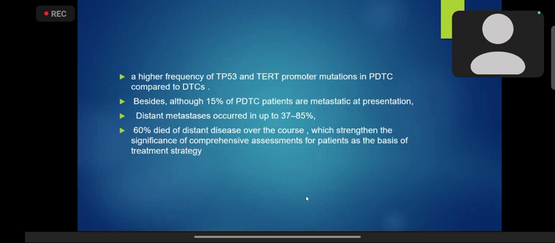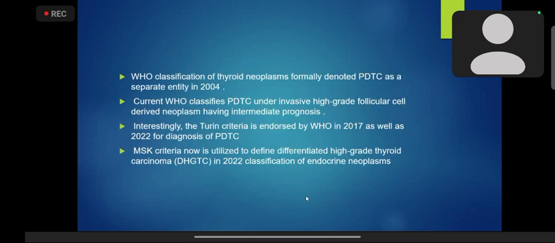So this is the main point: more patients are dying due to the disease, so we need to focus more on how to manage this type of pathology. As I already said, poorly differentiated thyroid cancer as a separate entity came in 2004. It is currently classified as a high-grade follicular derived neoplasm having intermediate prognosis, and Turin criteria are used by both WHO 2017 and 2022, and MSK criteria are now used for differentiated high-grade thyroid cancer.